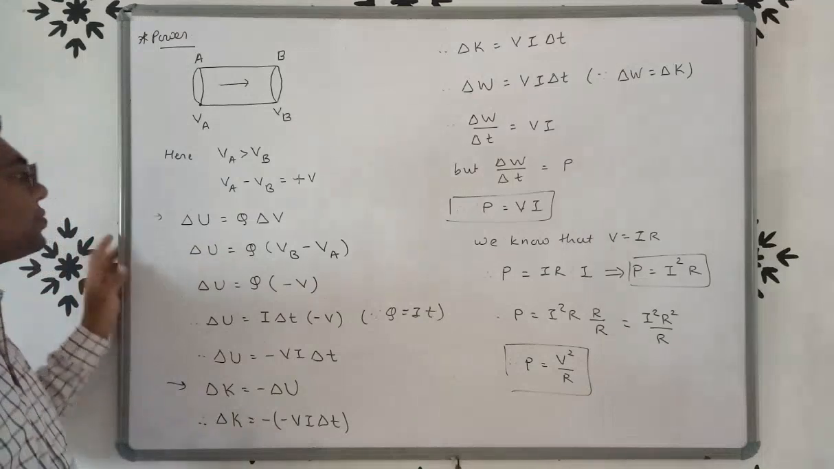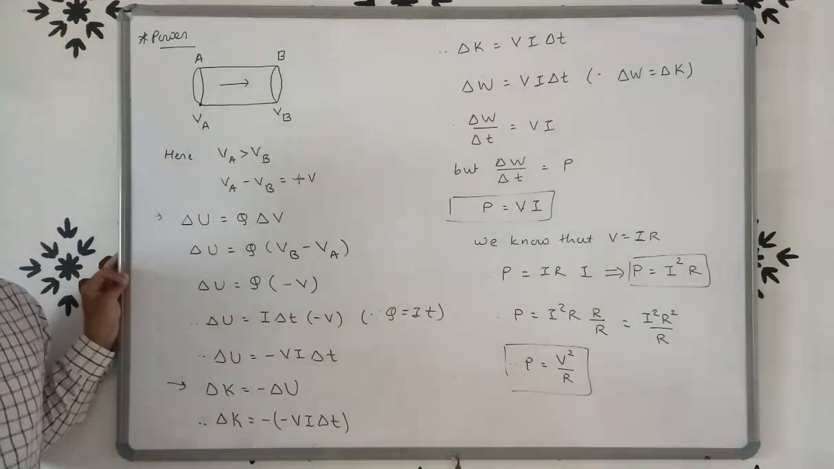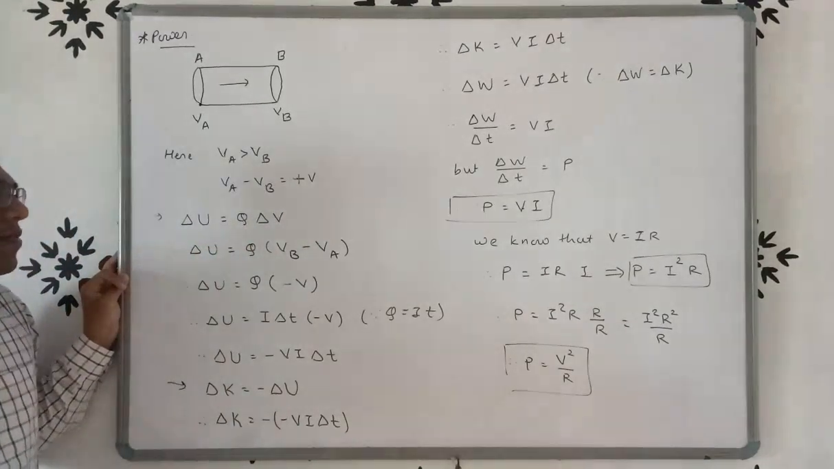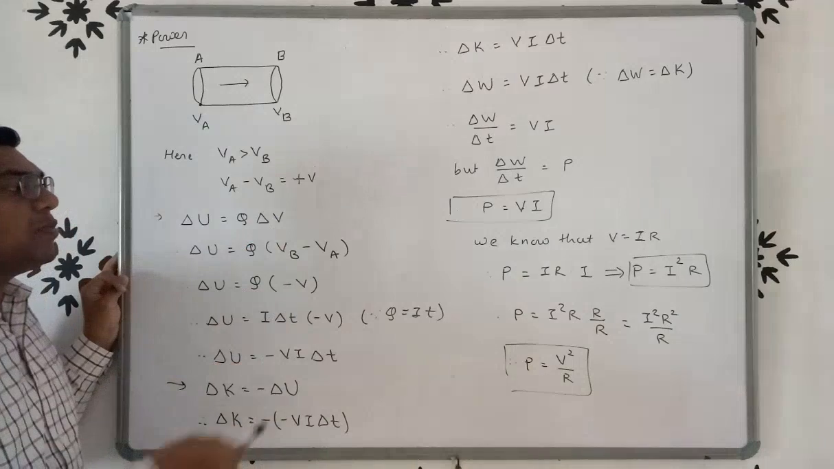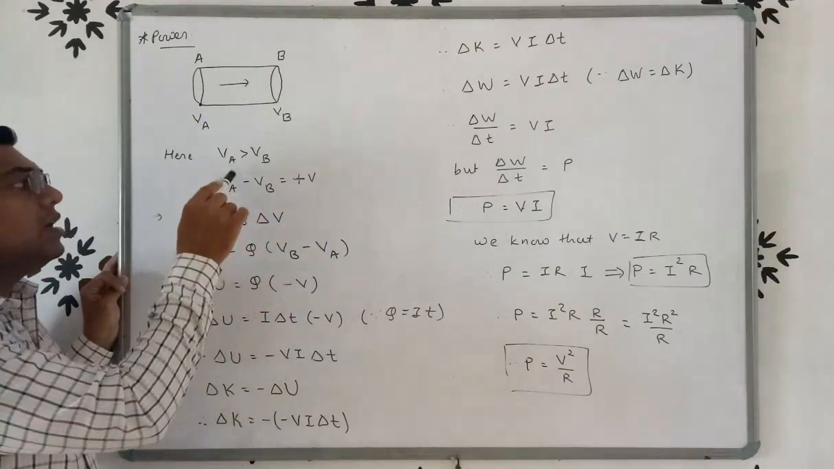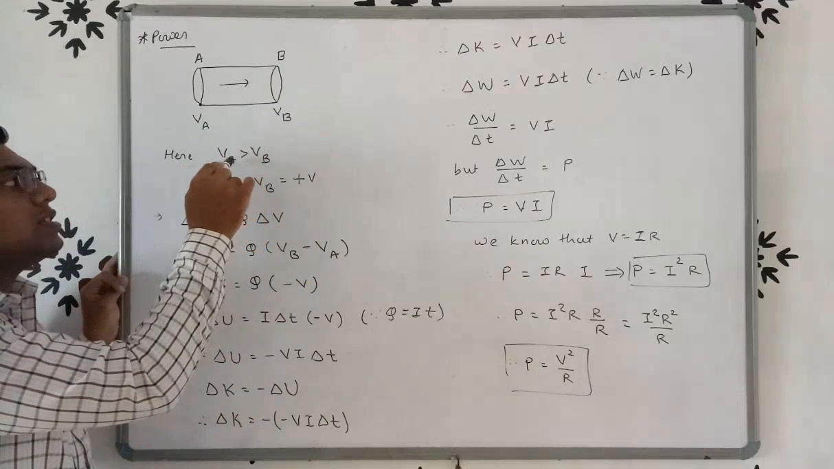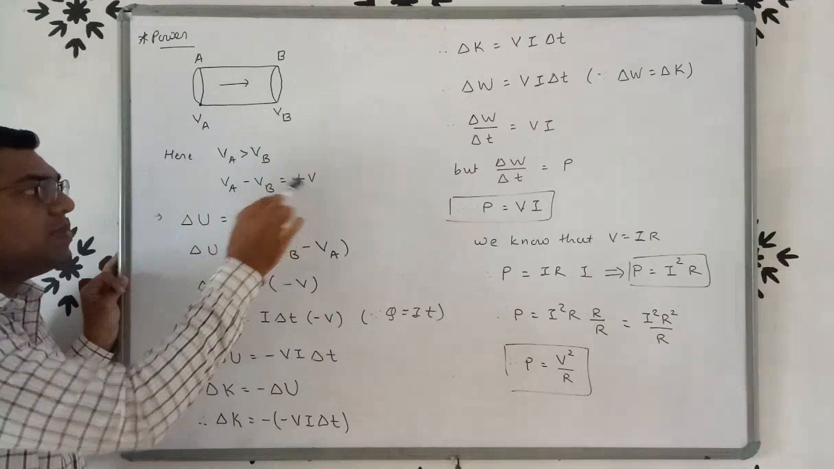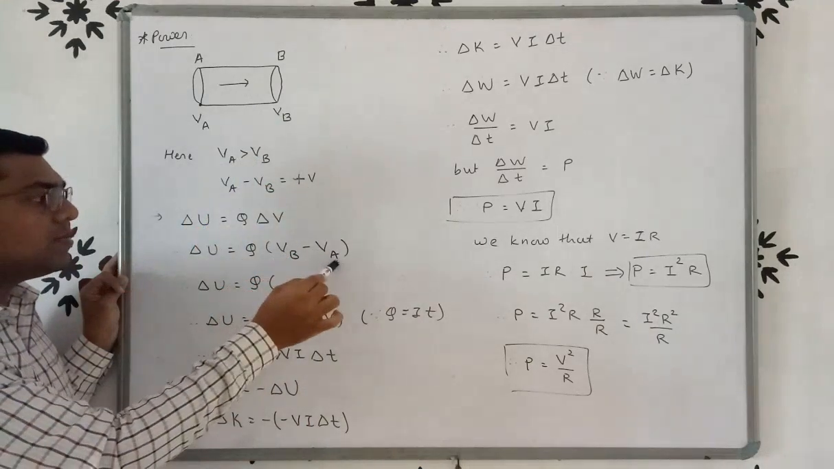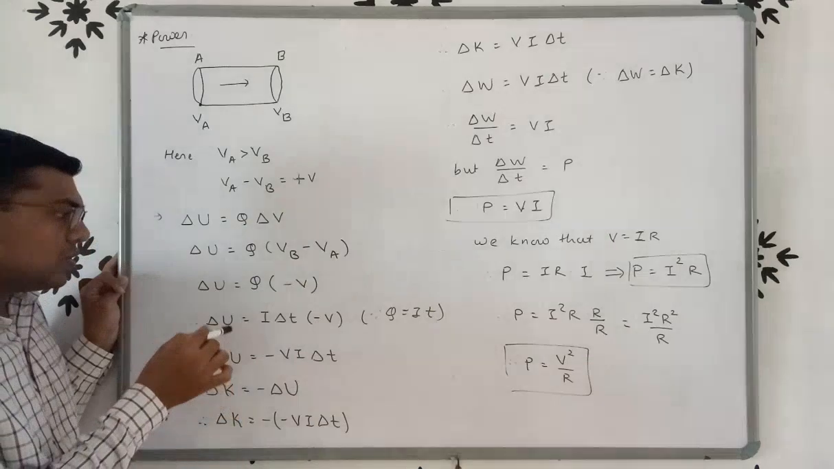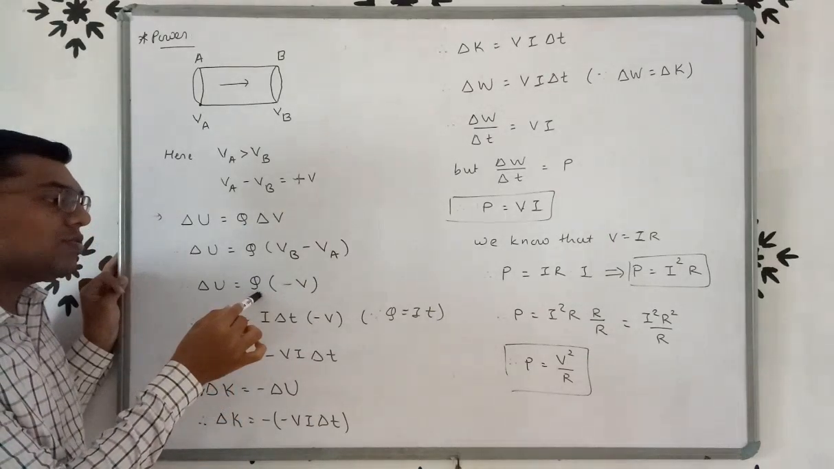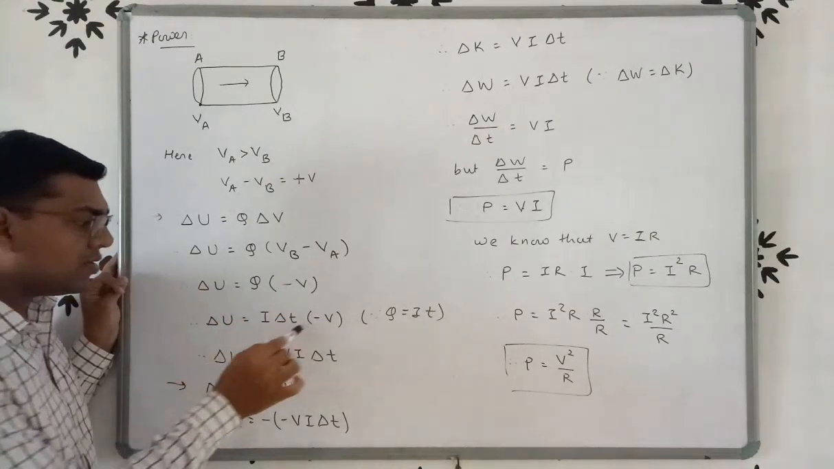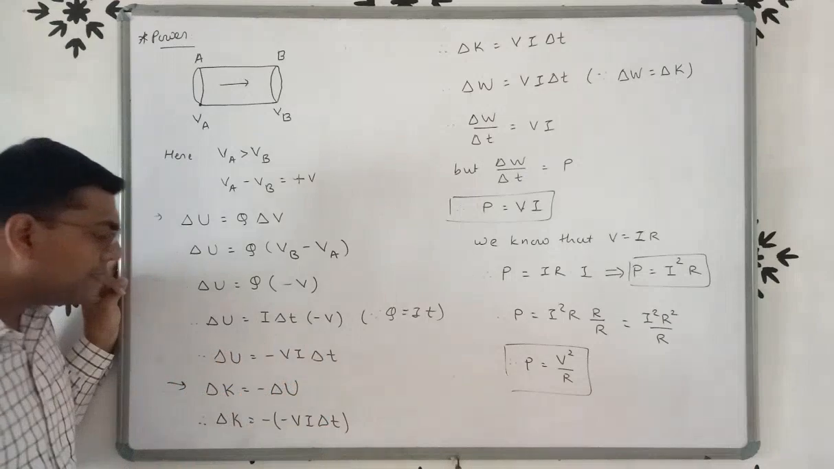Again friends, here we know that change in potential energy U is equal to VQ. So delta U is equal to Q into delta V. But delta V is the change in potential, VB minus VA. Here we take the potential of point A to be greater than the potential at point B. So VA minus VB is V, and VB minus VA is minus V. We know that Q is equal to IT, so instead of Q, I into delta T into minus V. So delta U is equal to minus VI delta T.